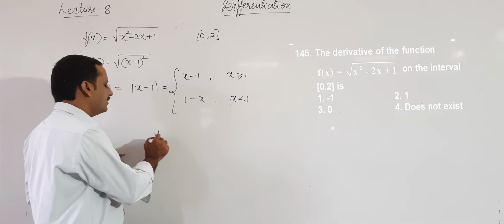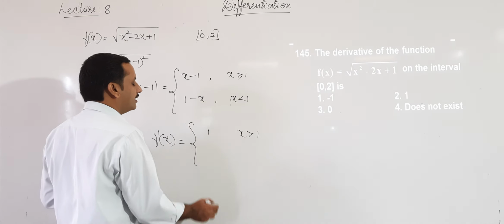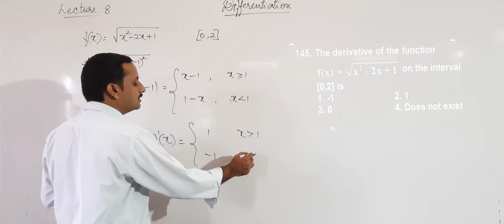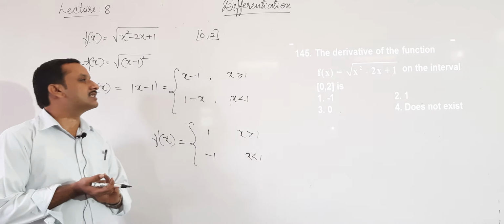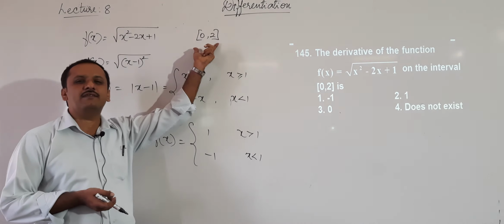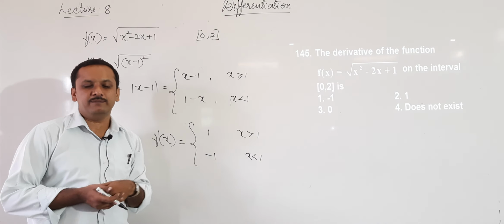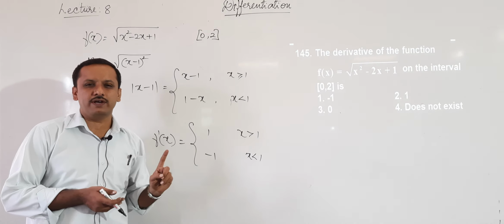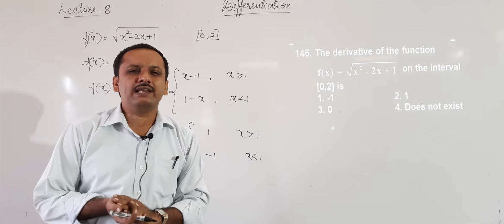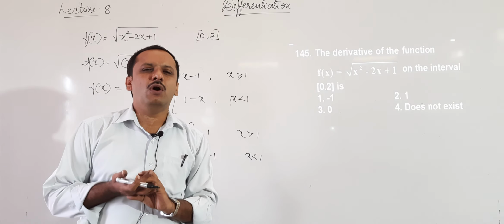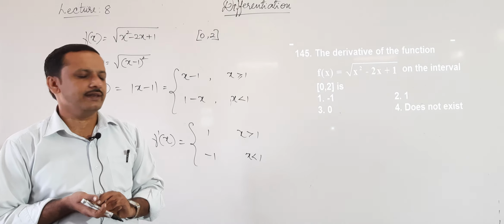We can write like this, f dash of x is equal to 1 if x is greater than 1, minus 1 if x is less than 1. At 1 not differentiable. So there they have asked us to find out what happens in the closed interval 0 to 2. This interval contains 1. So at 1 this function is not differentiable. As you know, mod x is not differentiable at x equal to 0. Similarly, because of the same reason, mod x minus 1 is not differentiable at x equal to 1.